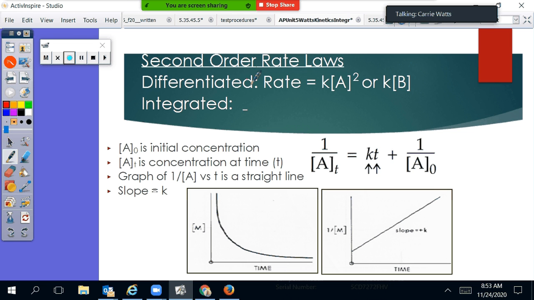Remember, our differentiated rate is K times A squared. I don't know why they're saying it's KB, just know that for now. The integrated one looks like this. So this is the integrated equation.